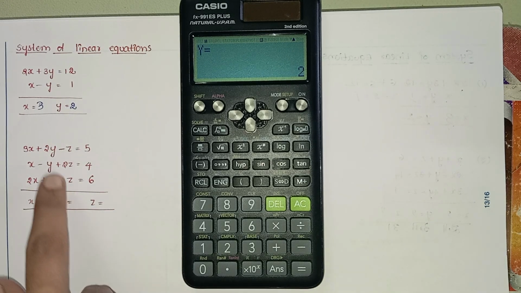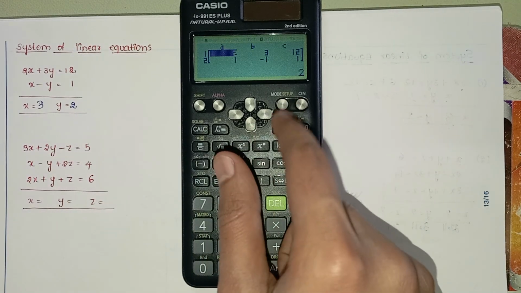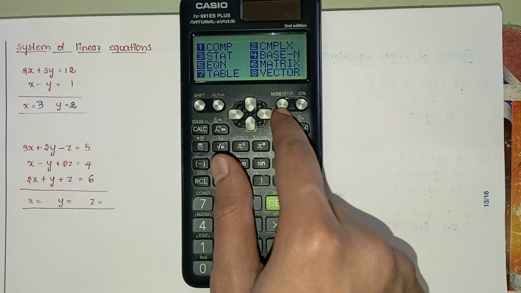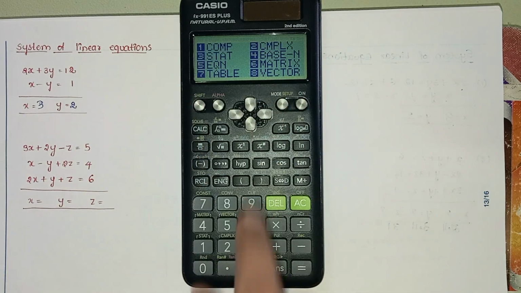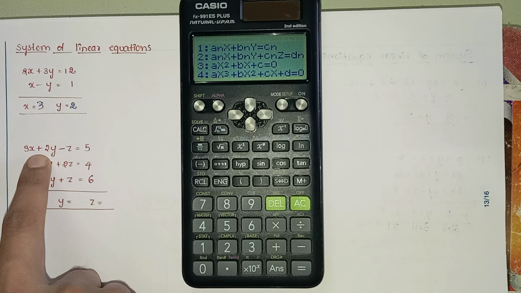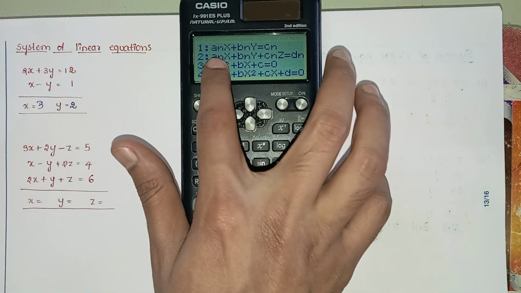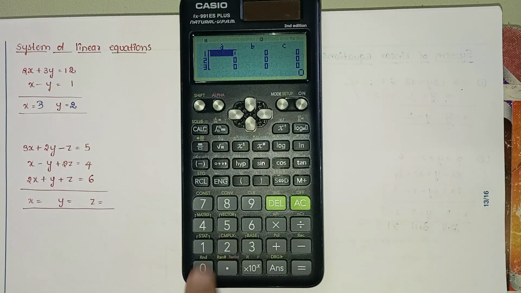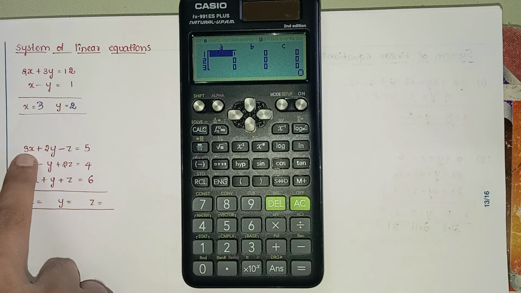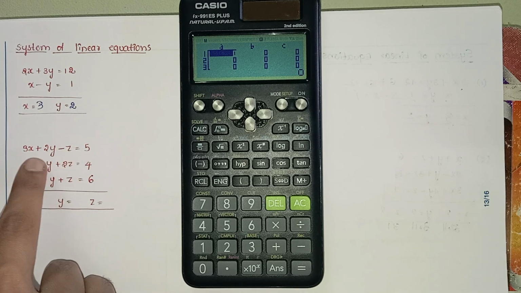Now we will solve the linear equations in three variables. Same process. Click the mode option, select equation 5, linear equations in three variables. So select option 2, and enter the coefficients of x, y, z in all three equations.